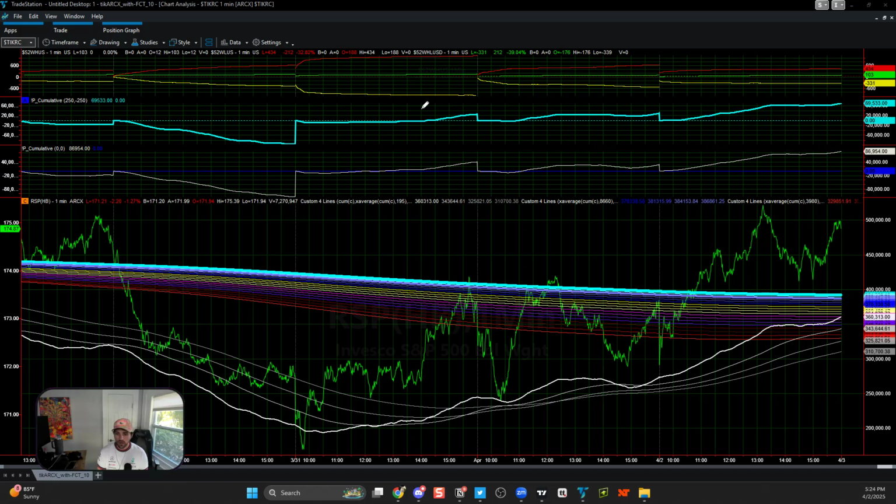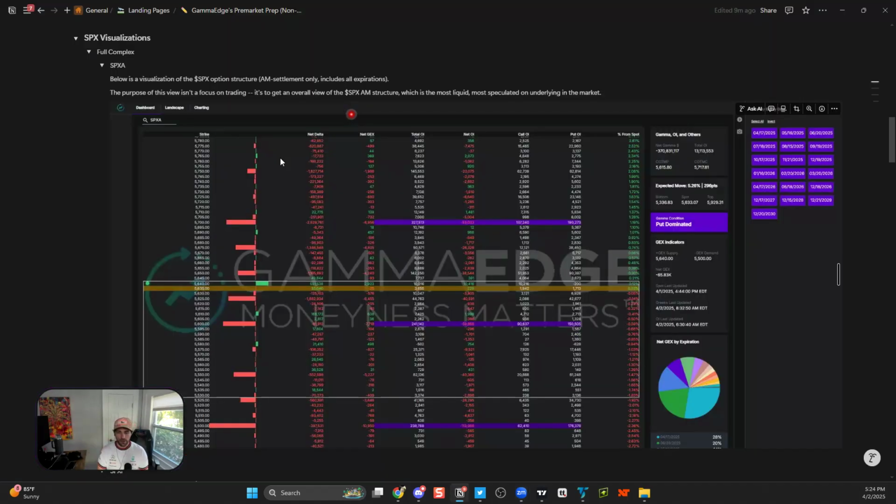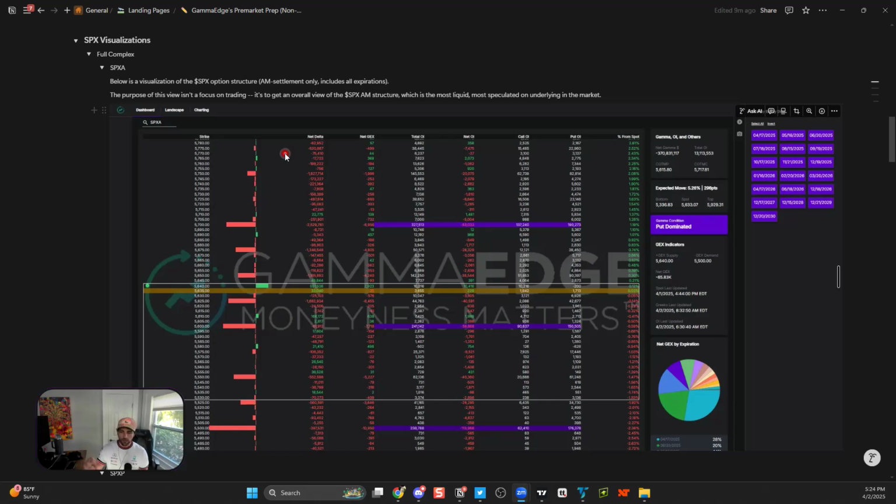And then most importantly, we want to see those SPXP and SPXA full complex dashboards thaw out and start to become call dominated. That tells us that we're moving up the sine wave. Here's SPXA again. We're moving up the sine wave. Those put speculators are no longer interested in having their positions on. Those call speculators are starting to pile back in with the expectation of higher moves.